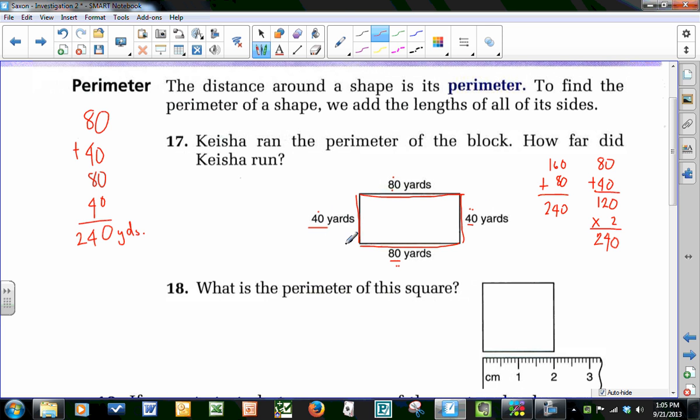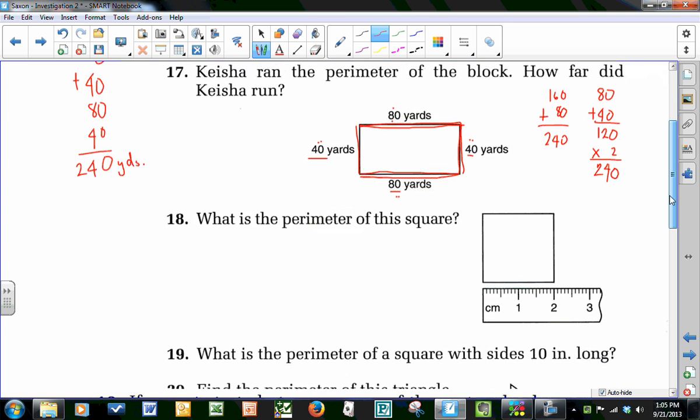But you're going to add these four numbers together because there are four sides of this shape. And to find the perimeter, you have to add the lengths of all of its sides. So if it is a four-sided polygon like this rectangle, then you're going to have four sides to add together. In just a moment, we'll look at some other types of shapes.